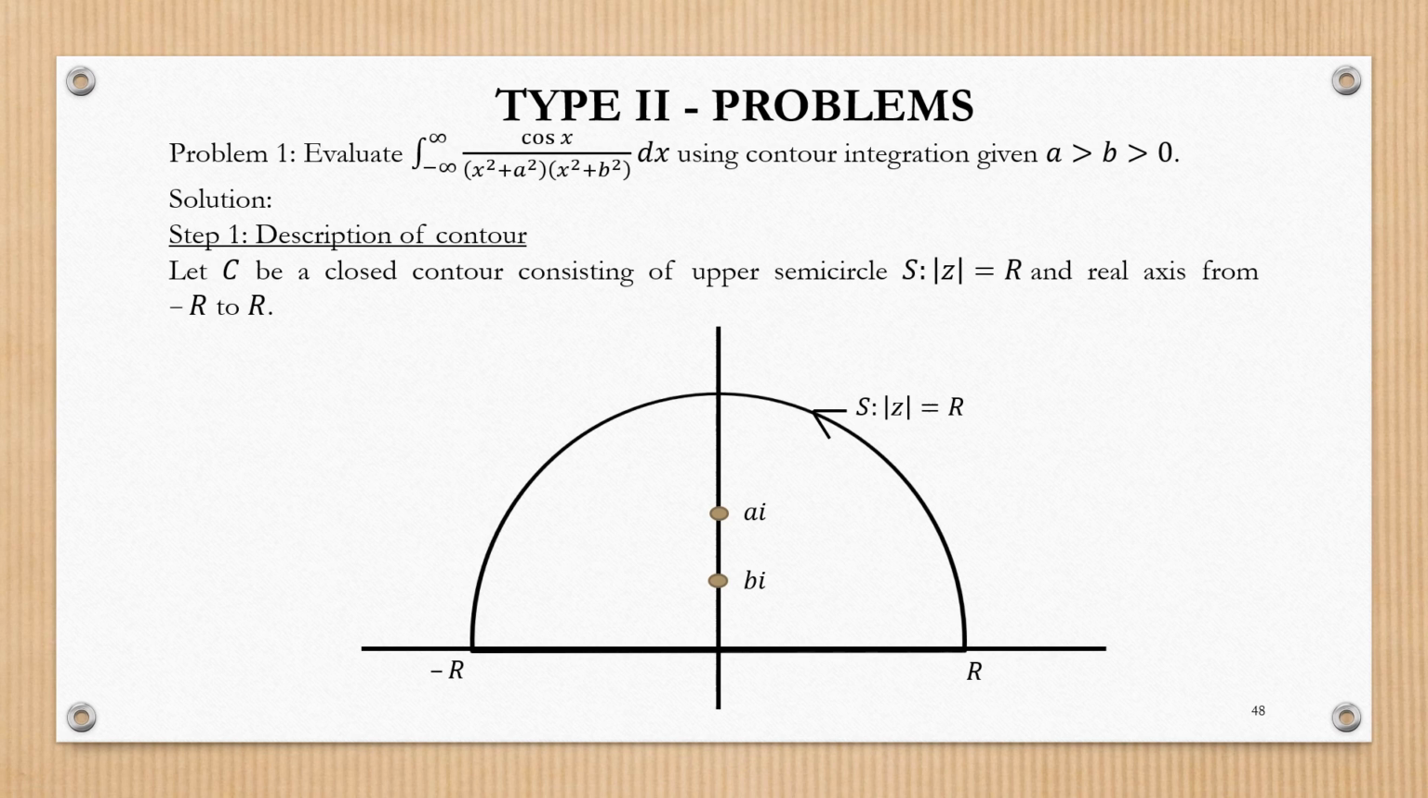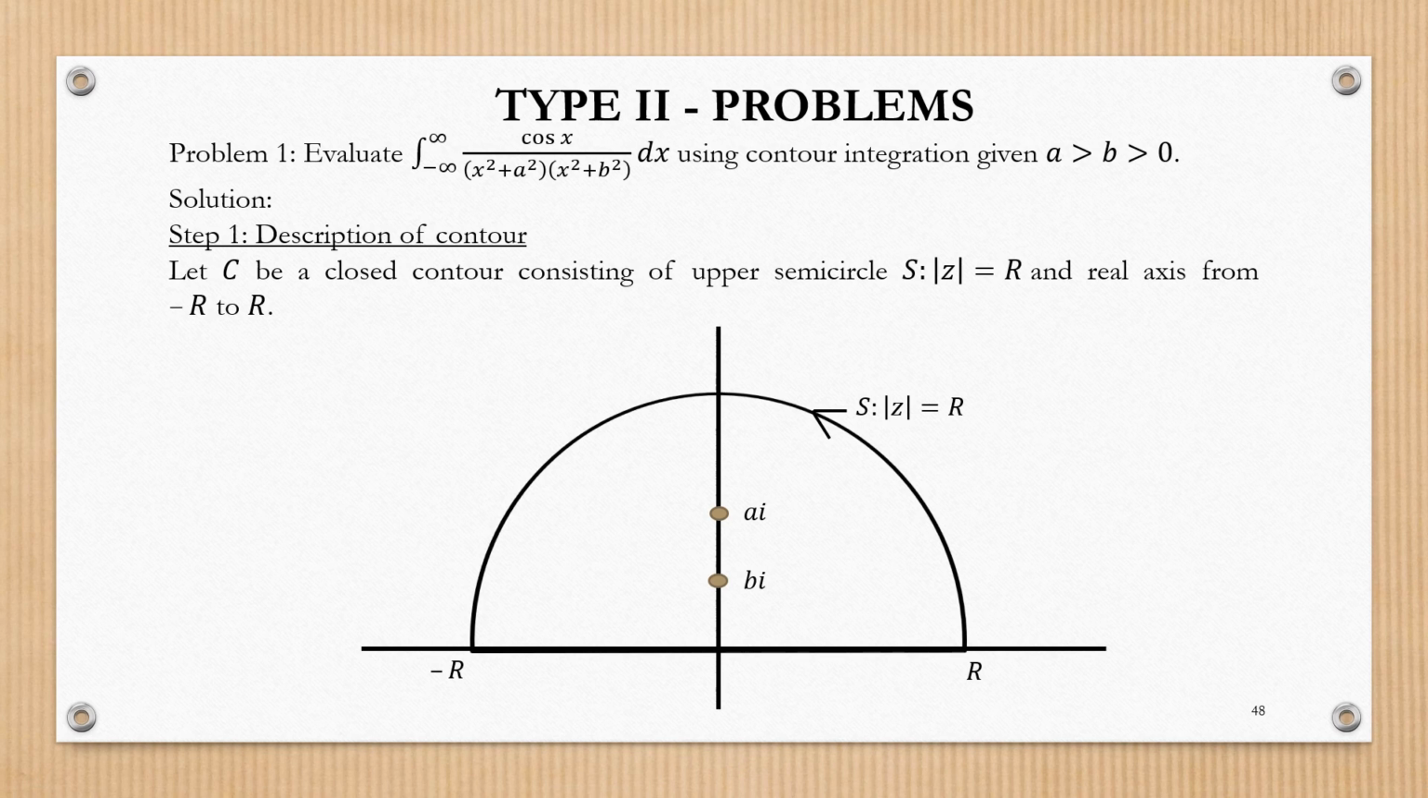Look at problem 1. The question here is: evaluate the integral from minus infinity to infinity of cos x divided by (x square plus a square) into (x square plus b square) dx using contour integration, given a greater than b greater than 0. How do we recognize that the problem is a type 1 problem? The limit is minus infinity to infinity. The numerator is p of x, that is 1. The denominator is (x square plus a square) into (x square plus b square), that is q of x.